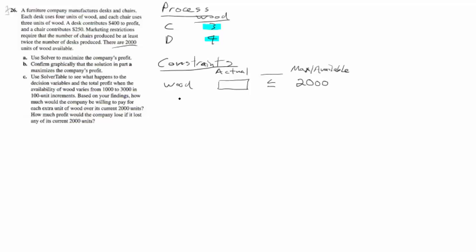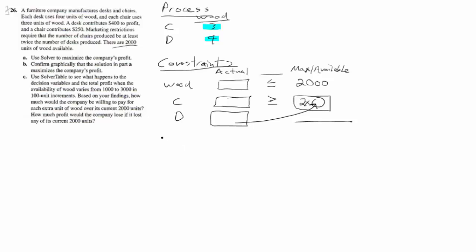And then chairs and desks are subject to one requirement. Marketing restrictions require that the number of chairs produced be at least twice the number of desks produced. So chairs actual is going to have to be greater than or equal to, and this here, we'll just have it be a cell reference for the actual number of desks. And it's going to be 2 times that cell reference. Of course, there's no constraint on desks, so we don't need to put something over here, but we do need to list it here and have a value so that can feed into the formula for the constraint on chairs.